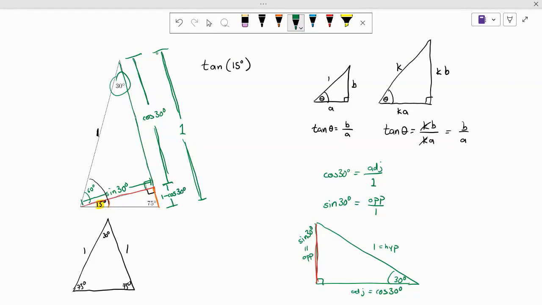So if you enjoy this kind of stuff, math and engineering are definitely for you.